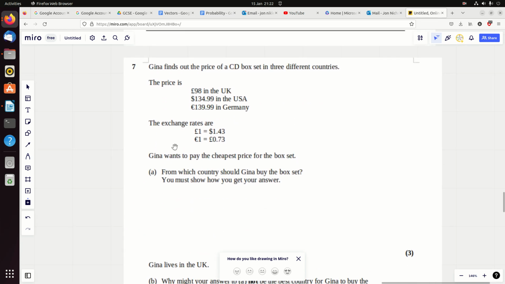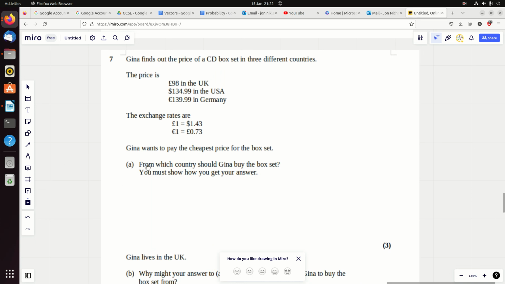Okay, right, this one, that's not too bad either. We've just got to basically do best buys, turn them all into pounds, dollars, or euros, whatever you fancy. I'll work with pounds, I guess. So £1 is $1.43. So, if we want to go from pounds to dollars, clearly you're multiplying by 1.43. So going from dollars to pounds, I need to divide by 1.43. So that's what I'm going to do.